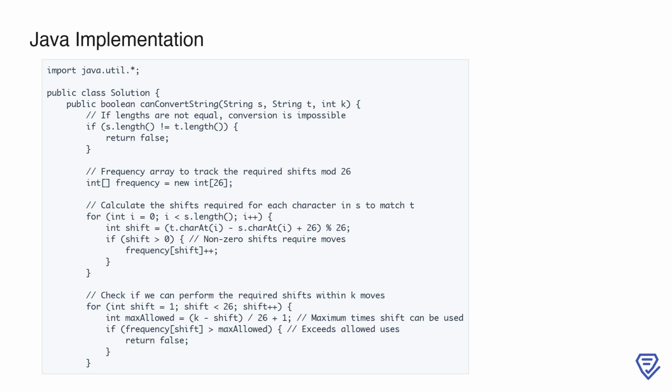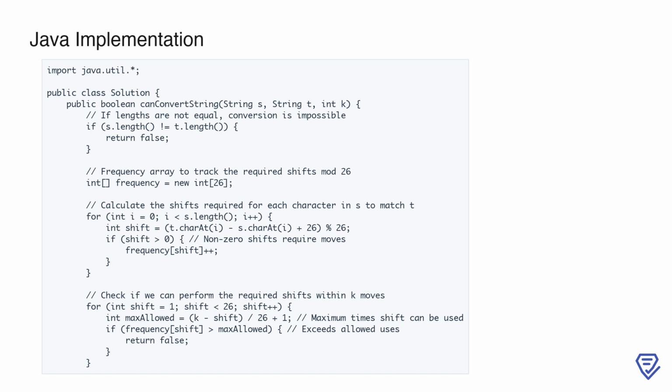Next, we initialize a frequency array of size 26 to track the number of shifts needed for each character modulo 26. This helps us determine how many times each shift is required. Then, we loop through the strings, comparing each character in s to its counterpart in t.